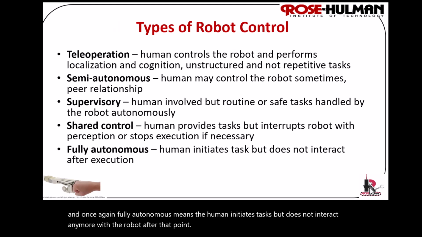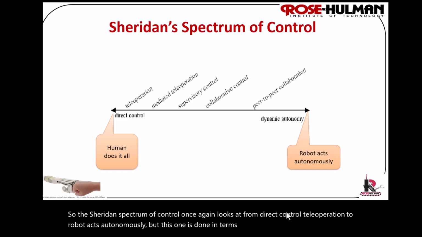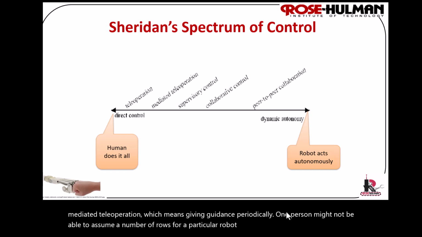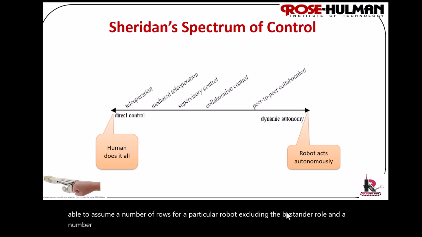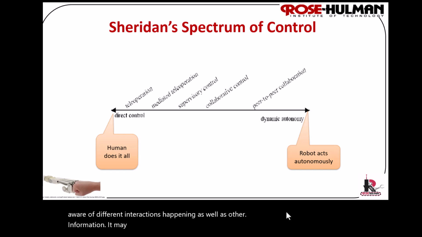So the Sheridan spectrum of control, once again, goes from direct control, teleoperation, to the robot acting autonomously. This one is done in terms of teleoperation or remote control, then mediated teleoperation, which means giving guidance periodically. One person might not be able to assume a number of roles for a particular robot, excluding the bystander role. And a number of people might be interacting with the robot in different roles and may be aware of different interactions happening, as well as other information it may need. And assume it can determine information or interaction needs that may be different depending on who needs that information.